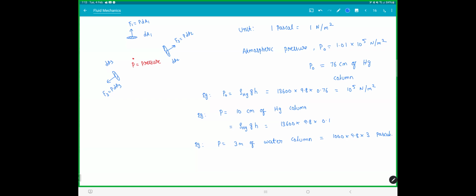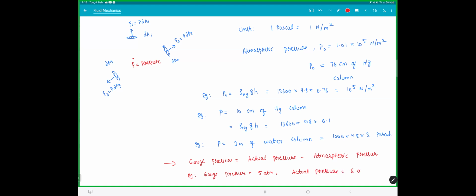And then we define something called gauge pressure. Gauge pressure is actually the actual pressure minus atmospheric pressure. This is the pressure you will see on your vehicle's tires and all that. It's a pressure with respect to atmosphere. This is another terminology you see. So for example, if someone says gauge pressure is 5 atm, the actual pressure will be 6 atm.